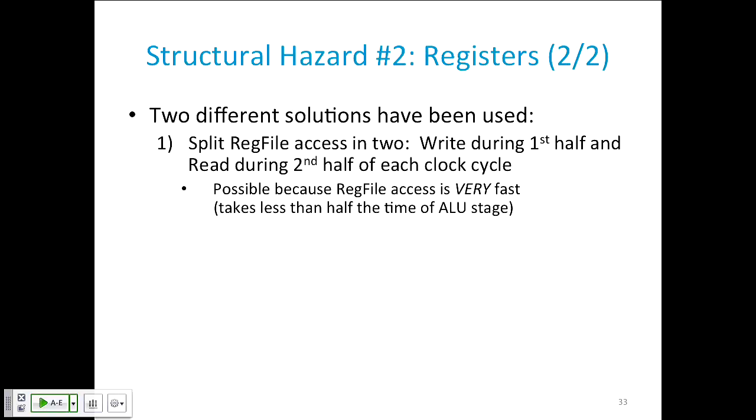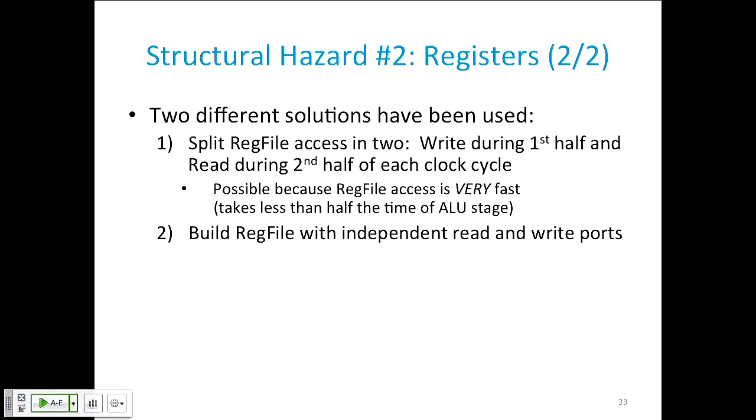If 2 instructions are fighting over some hardware, just add some more hardware so they can get their own individual units. So for the register file, we do that in time, and in our designs, we're going to assume that you write in the first half of the clock cycle and you read in the second half of the clock cycle. The register file access is relatively fast, so we can do this. We can actually squeeze in two sets of accesses within one clock cycle. So write in the first half, read in the second half.